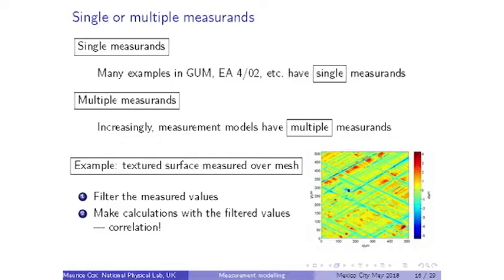Many examples in the GUM and in other guides, European Accreditation Document 402, have single measurands. There are very few published, respected international documents that give examples for multiple measurands. We want to redress the balance by giving a number of examples in that respect. A very simple example is an image or a textured surface, in this case measured over a mesh. And often we filter the measured values, perhaps using a Gaussian filter, using a triangular filter, to remove some of the noise in the data.